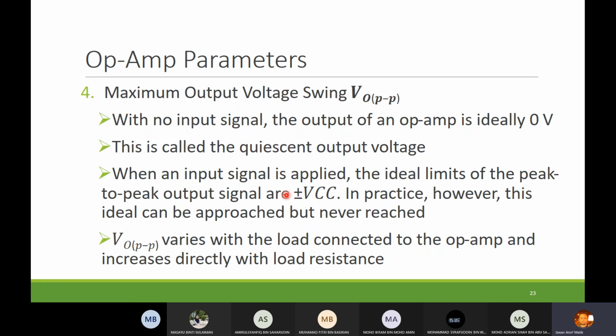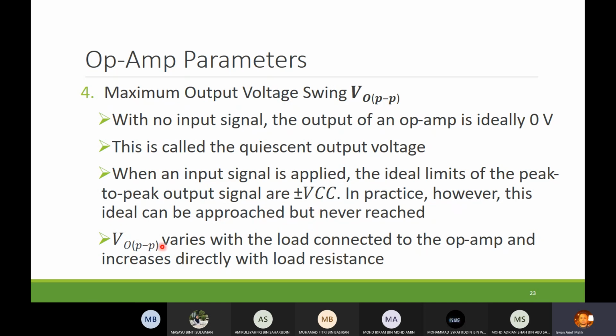Maximum output voltage swing, the VOPP. So with no input signal, the output of an op-amp is ideally 0 volt, kalau tak ada input lah dekat inverting dengan non-inverting. So this is called the quiescent output voltage. When an input signal is applied, the ideal limits of the peak-to-peak signal are plus minus VCC. So in practice, however, this ideal can be approached but never reached.